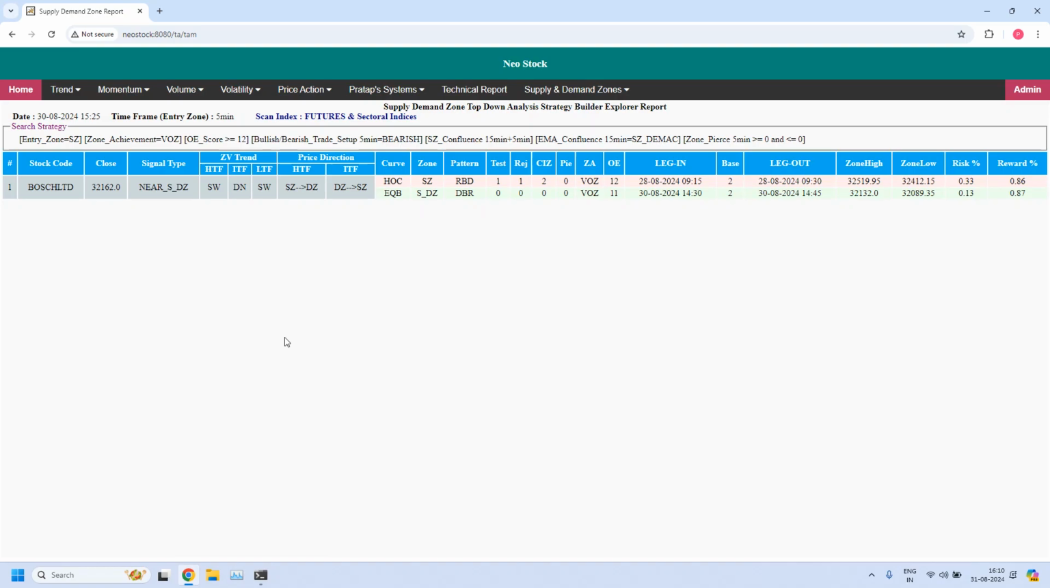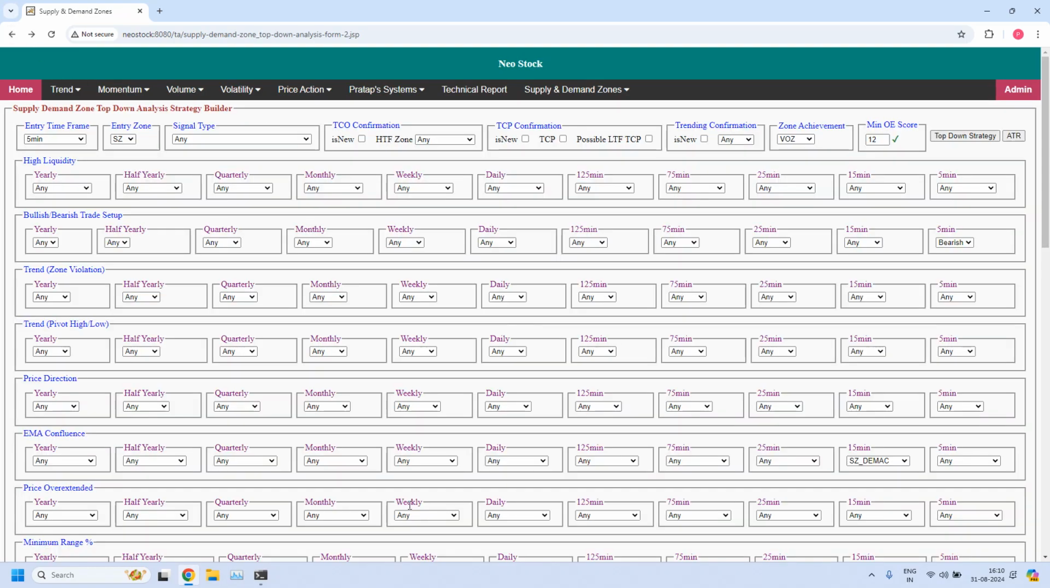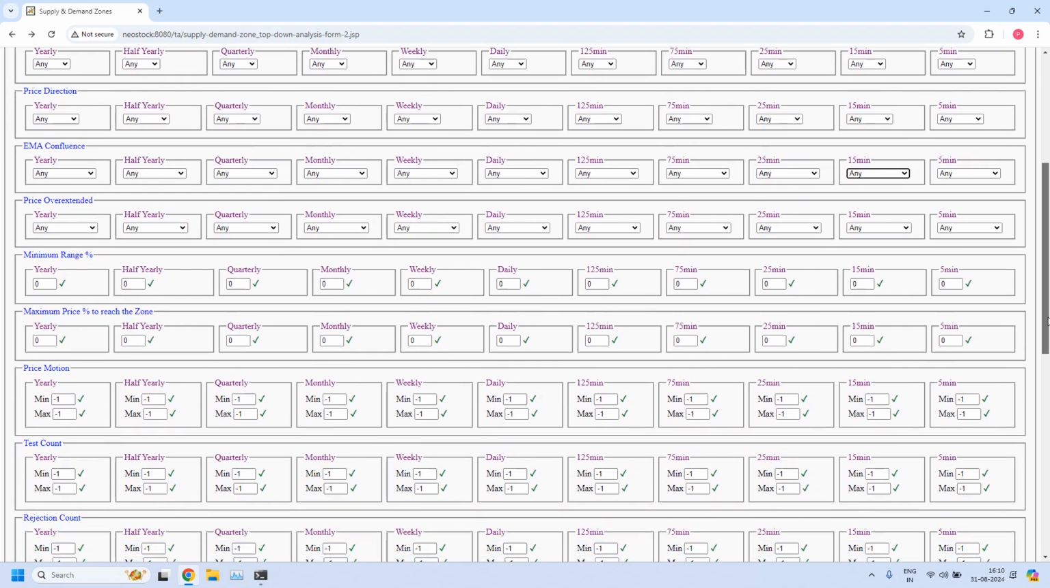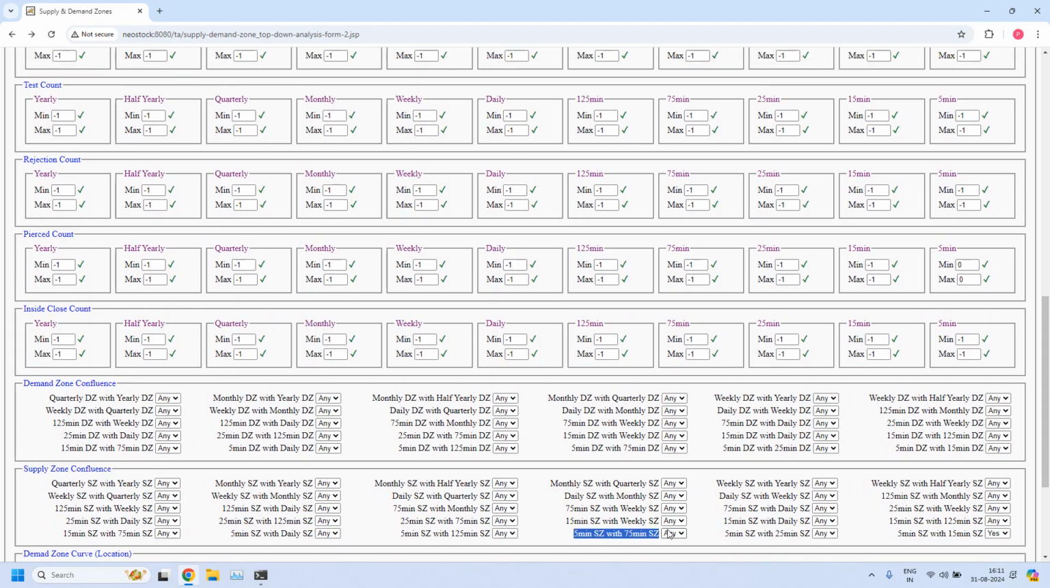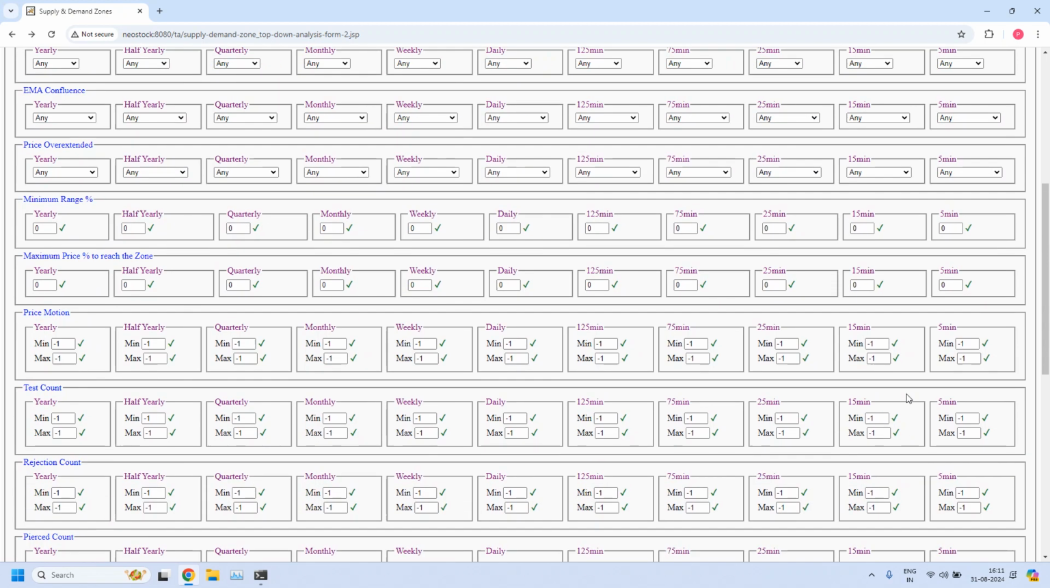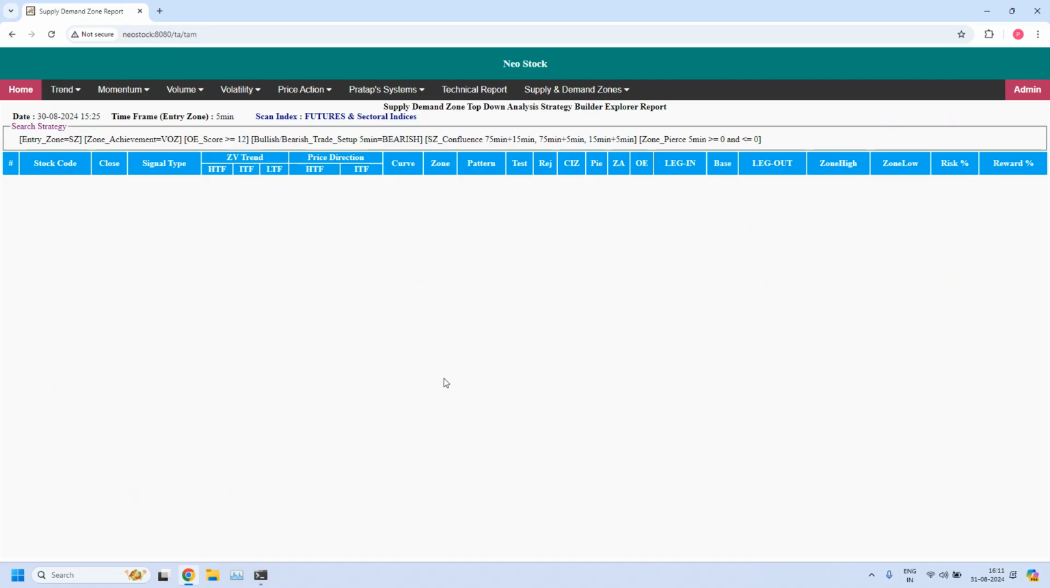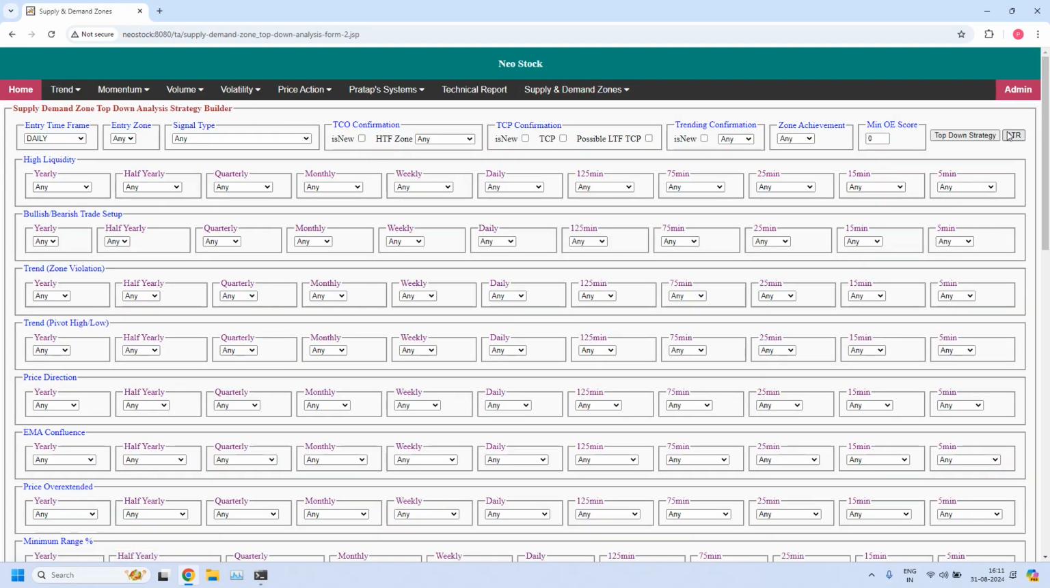Okay, the next one is LTF, ITF, HTF confluence. So I am removing this EMA filter. So LTF, ITF, HTF supply zone confluence. So 5 minute supply zone with 75. I am enabling 15 minute supply zone with 75 minute supply zone. I am enabling with all the 3 filters. Let us verify. None of the stocks are having LTF, ITF, HTF confluence. That's fine. LTF and ITF confluence is there, and one zone in that list is having daily EMA confluence. And in the last report, let us generate daily ATRs.